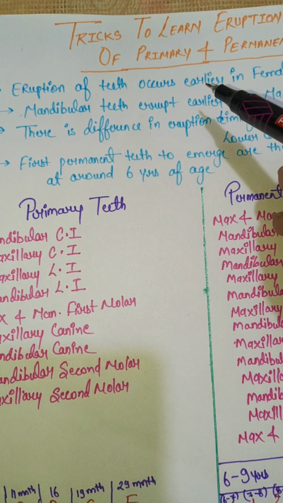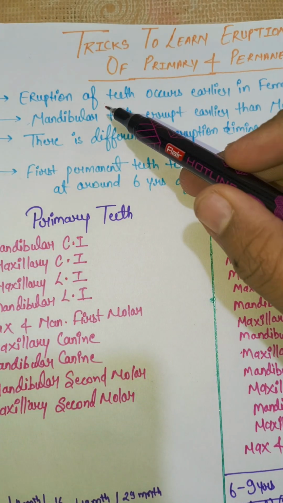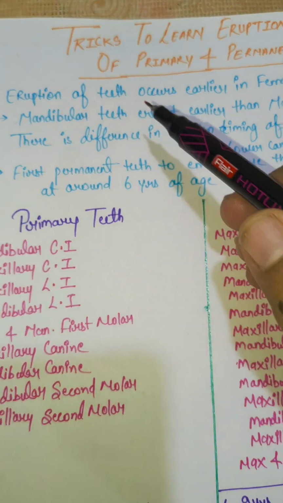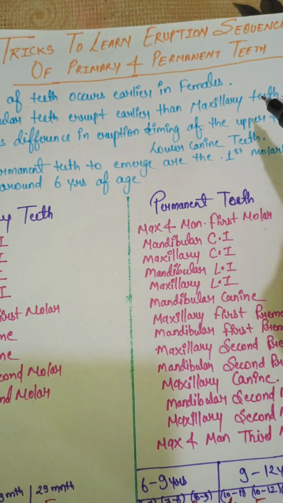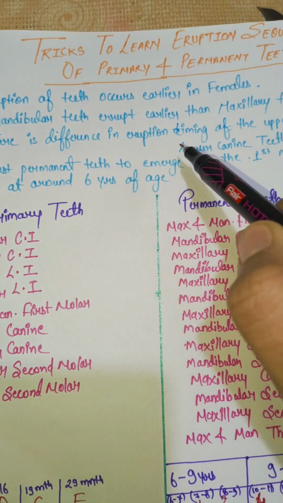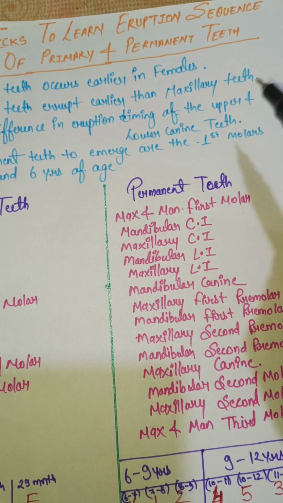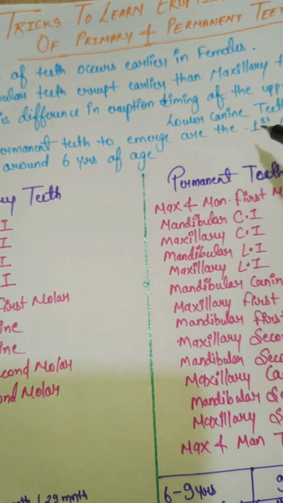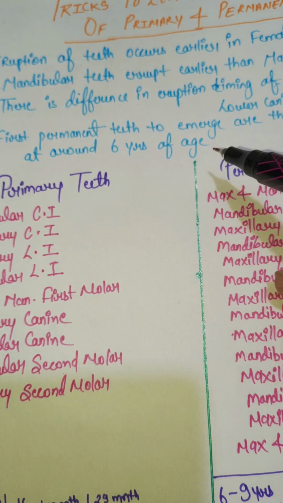Before getting on to the eruption sequence, let me tell you some points. Eruption of the teeth occurs earlier in females, and mandibular teeth erupt earlier than the maxillary teeth. There is a difference in eruption timing of upper and lower canine teeth. The first permanent teeth to emerge are the first molars at around 6 years of age.